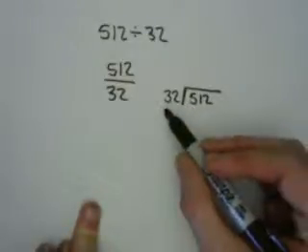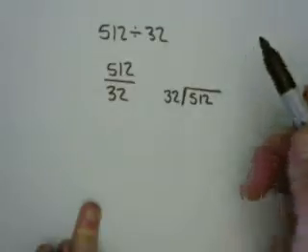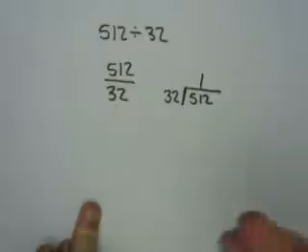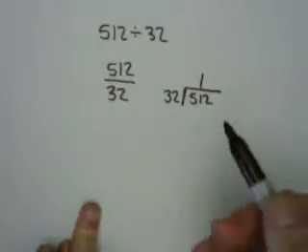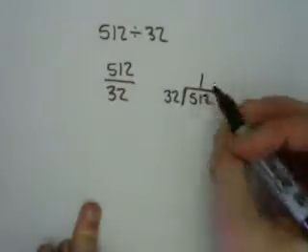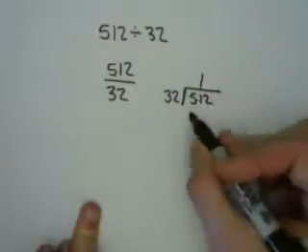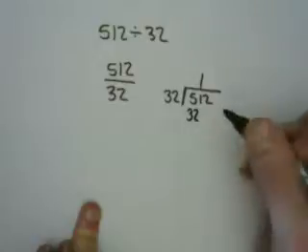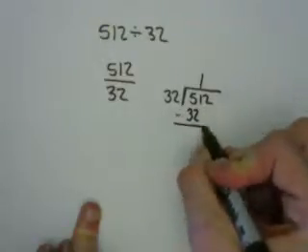I know if I would say how many times, I would say it's one time, because doubling 32 would be about 64, and that's too much. So just 1 times 32, and I place it right under the number I'm dividing it into, which is 32. I subtract them.